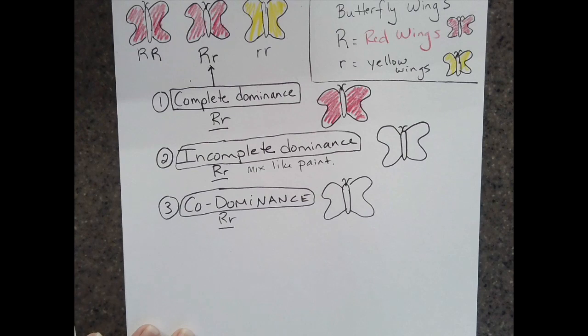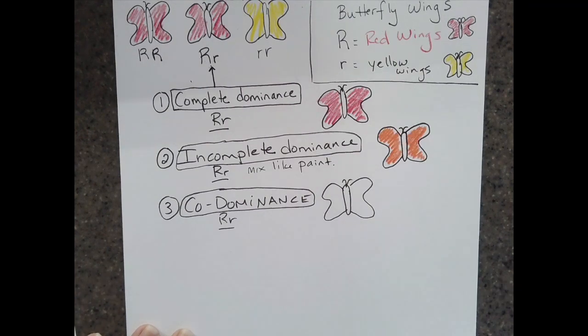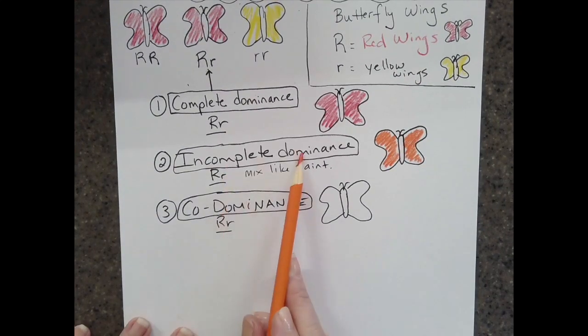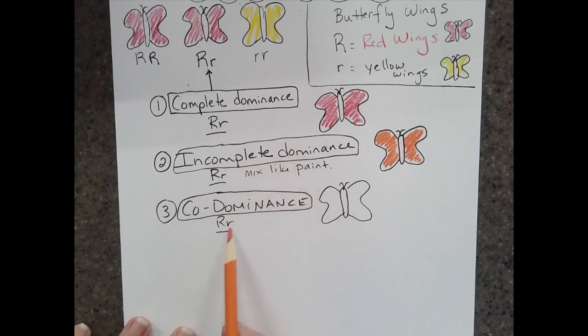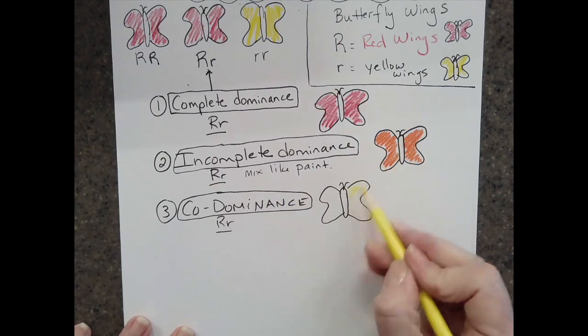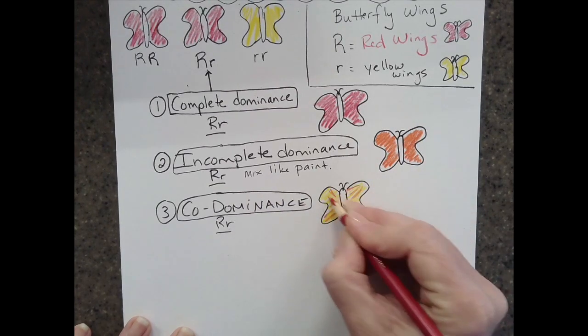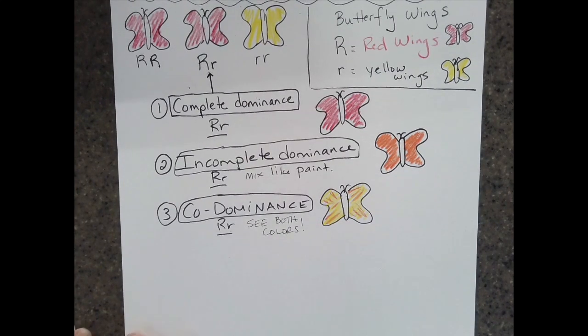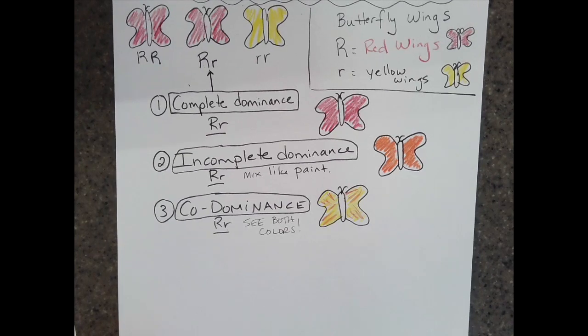What color would their wings be? Orange. Option 3 is called codominance. Very similar to incomplete dominance. Red's not going to win. They both win, but they're not mixing like paint. Instead, you actually see both colors. This is how you get stripy cats and spots on dogs and all sorts of fun stuff.